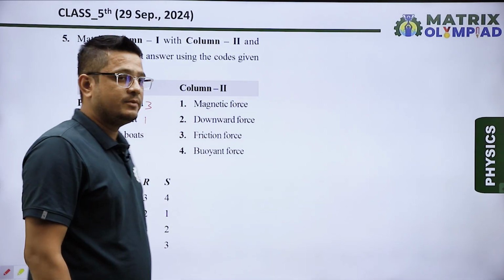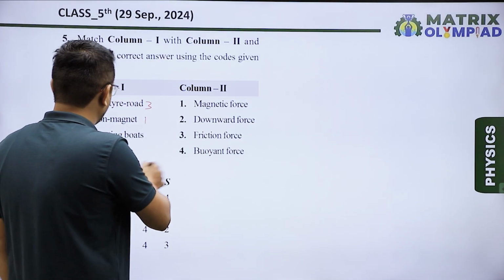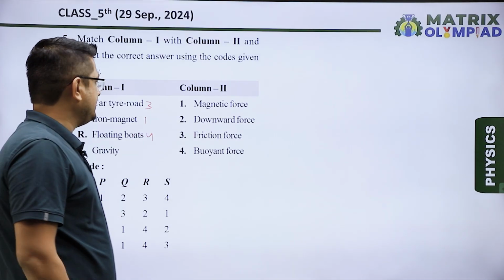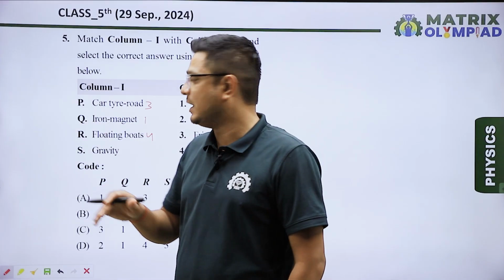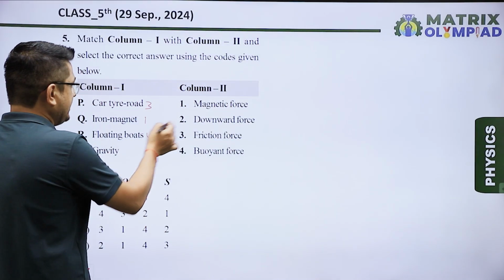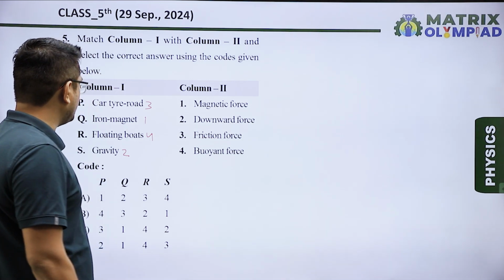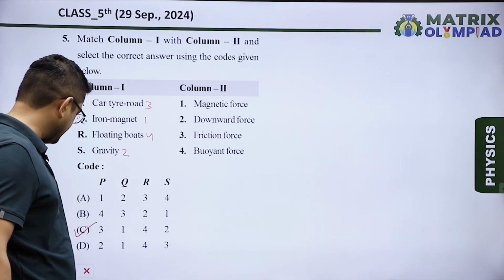Floating boats. We know that any boat floats due to a force which is known as buoyant force. So for R option, I will write 4. Gravity. As we know that gravity is a type of force which always acts vertically downward. So for gravity, I will write 2. So our correct answer code will be 3142. So 3142, that means option C is our correct answer.